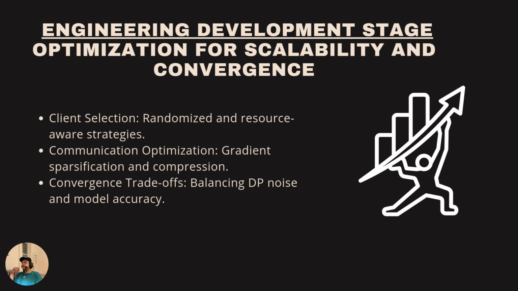Finally, we carefully manage the convergence trade-offs. While differential privacy adds noise to protect privacy, this can reduce model accuracy. To balance this, we increase client participation or the number of training rounds to ensure that the model converges effectively without compromising privacy.